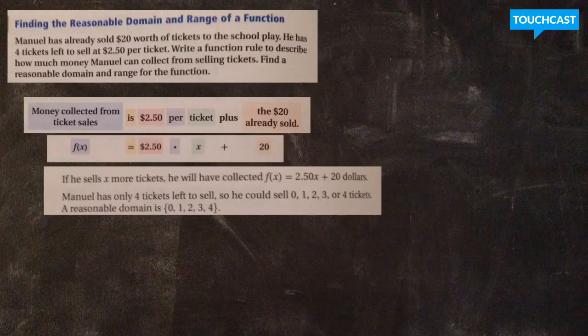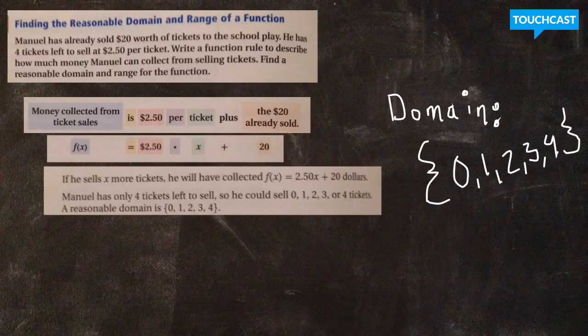So there are some logical numbers we can use for our domain. He could sell no tickets, 1 ticket, 2 tickets, 3 tickets, or 4 tickets. But he can't sell any more than 4 tickets. And he can't sell half of a ticket. So a reasonable domain for this situation would be the domain is 0, 1, 2, 3, and 4.